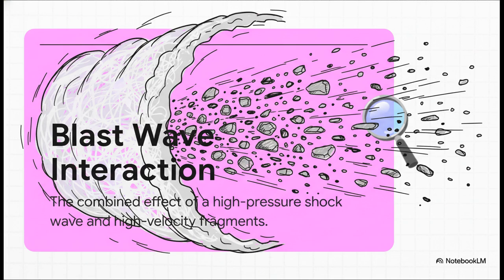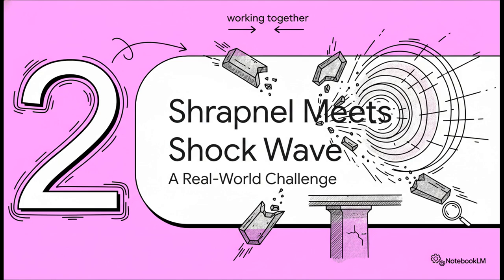First, you've got the shockwave. This is basically an invisible wall of super high-pressure air moving faster than the speed of sound. It's the initial knockout blow. But right on its heels, you've got the high-velocity fragments, the shrapnel. It's kind of like the shockwave kicks the door in, and the fragments are the destructive force that comes rushing right through the opening. Now, what's really interesting is how these two things work together.